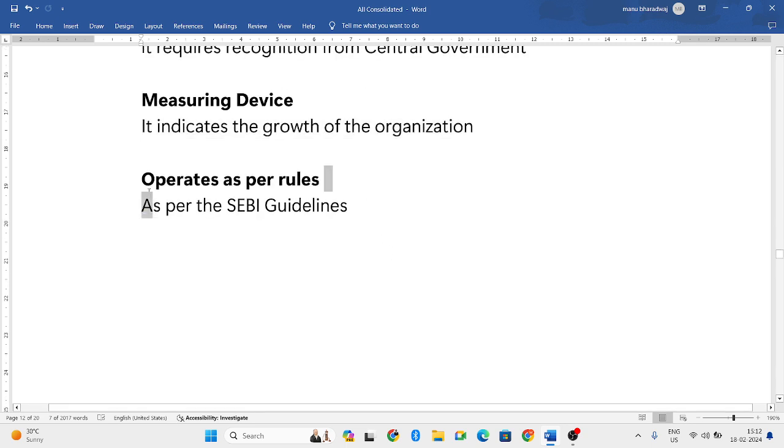Operate as per the rules. This secondary market is regulated by the Securities and Exchange Board of India, that is SEBI. SEBI regulates the secondary market. So whatever operations happen in the secondary market are as per the guidelines, rules and regulations of SEBI, that is Securities and Exchange Board of India.